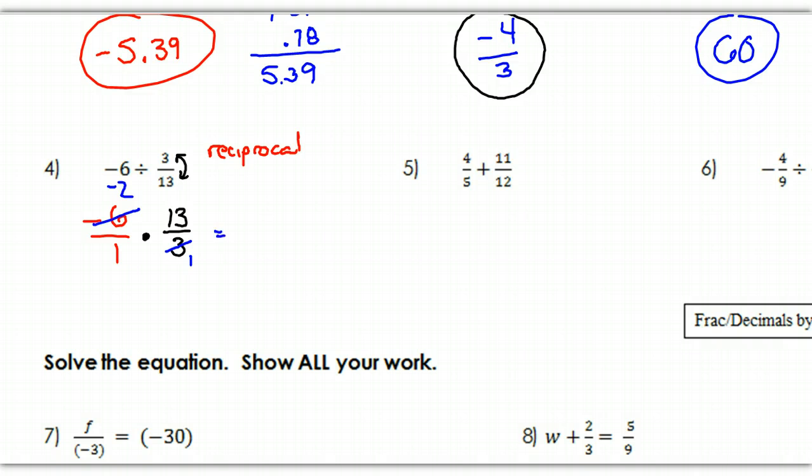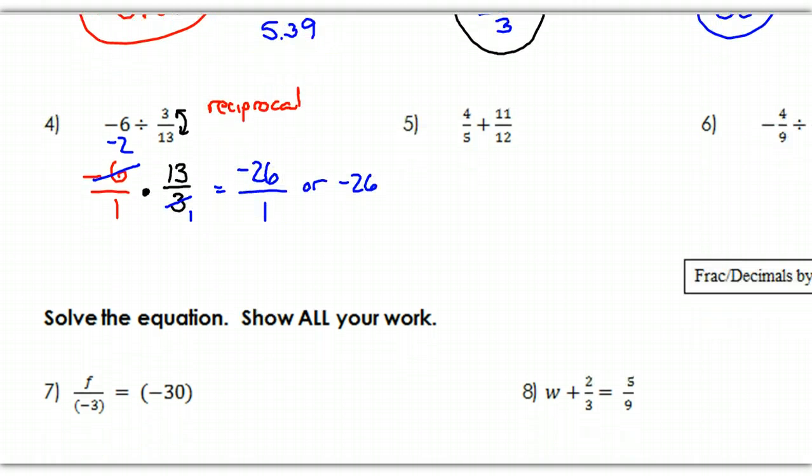So when you multiply this out, negative 2 on top times 13 is negative 26. And on the bottom, 1 times 1 is 1. So you could have negative 26, or just negative 26 over 1, or just negative 26.